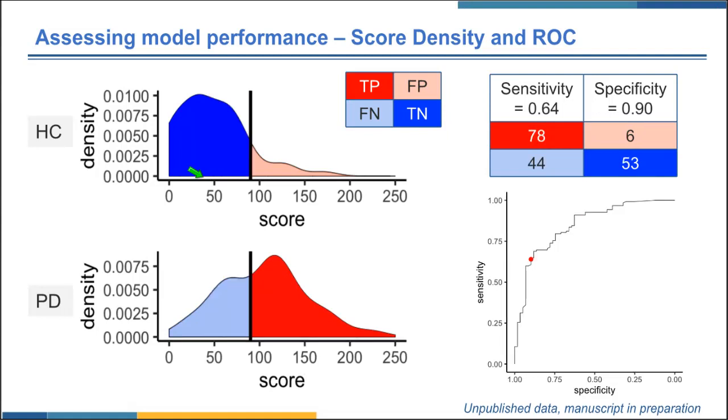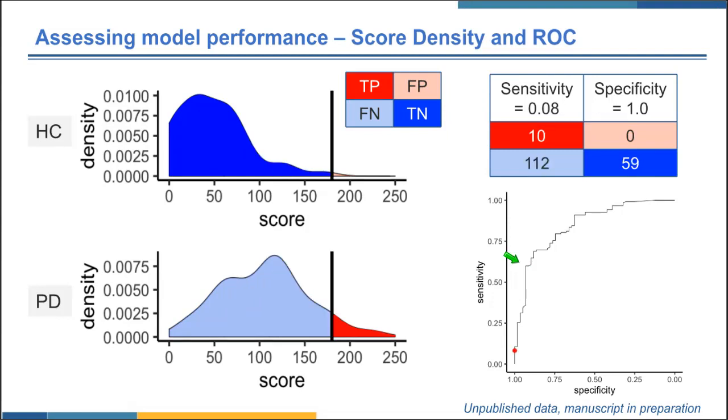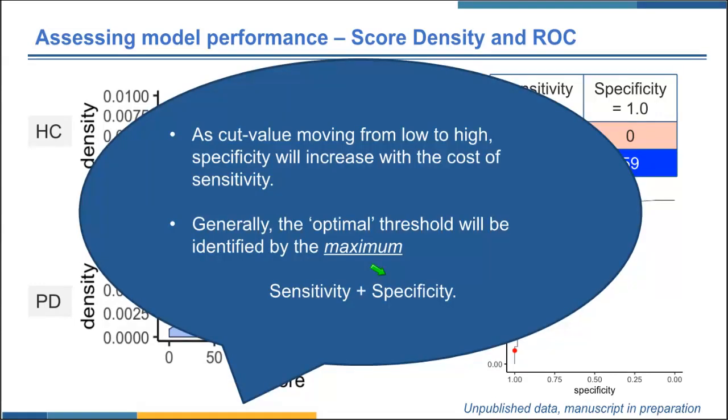So if we move the threshold a little bit higher, you can see the region for these 4 regions will change, and the sensitivity and specificity will change as well. So it's the dot here in this curve, and we can increase the threshold even higher, and there's another pair of sensitivity and specificity. So we can see here, as the cut value or threshold moves from low to high, specificity will increase at the cost of sensitivity.